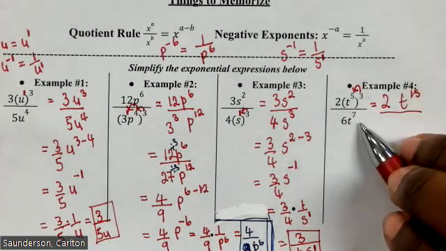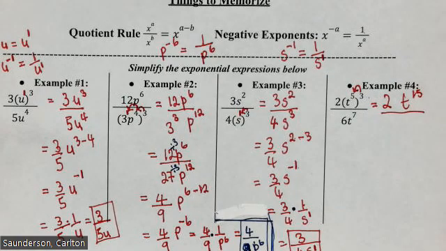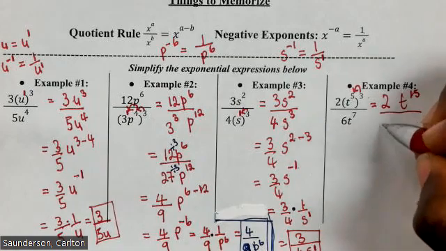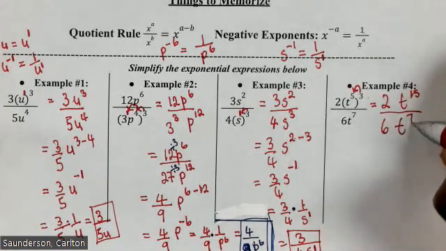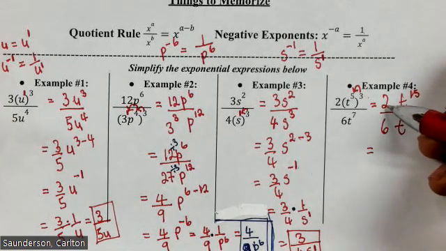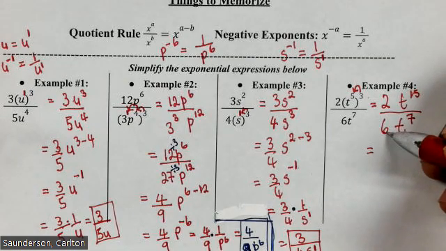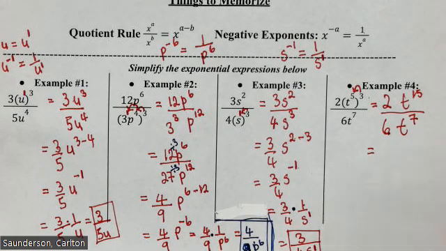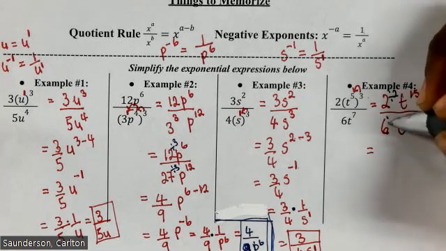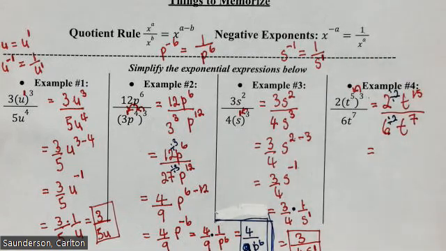Down here, I do not see a parentheses, all right? So again, guys, because there's no parentheses, I rewrite it the same, okay? So now you're going to try to see if you can divide the numbers. Can you divide 2 by 6? No. Can you simplify 2 and 6? Yes, all right? You can divide both 2 and 6 by 2, all right? We can simplify it, okay?